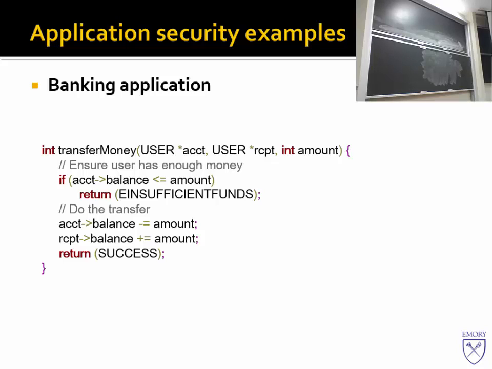Now this is the check that we have in this code here. Do we have enough money in this account? If so, we're going to proceed, take that money from your account, put it into the recipient's account, and declare success. Otherwise we'll say, you don't have enough money. Is there anything wrong with this?